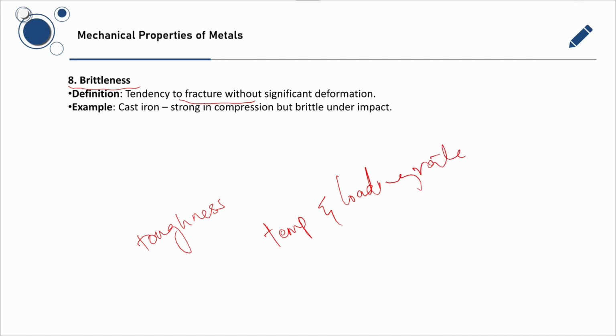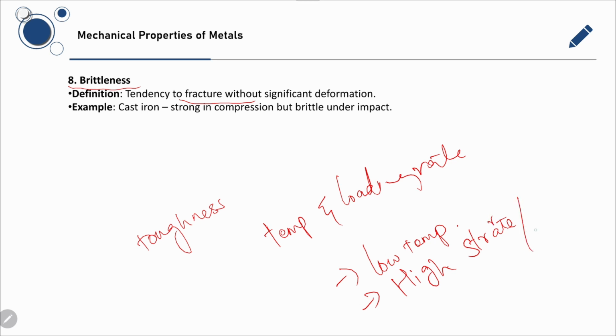Brittleness can increase with low temperature, because of the ductile to brittle transition in many steels. The next one is high strain rate or impact. The next one is notches or defects. Notches or defects are stress concentrators. To reduce the risk, specify toughness requirements, that means impact testing, and avoid sharp corners.